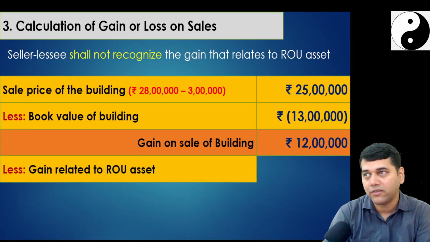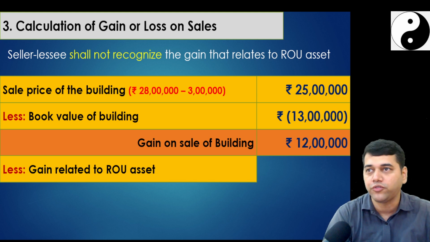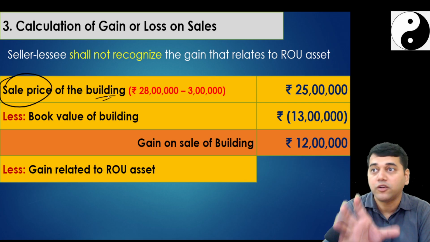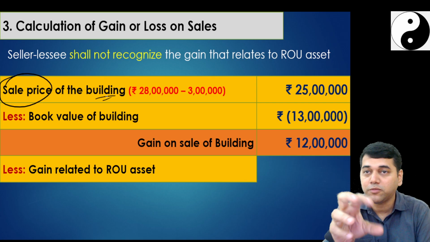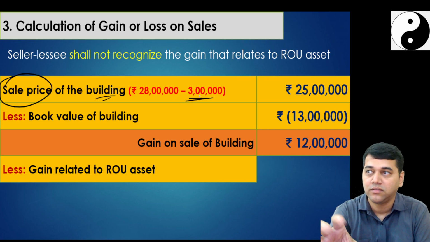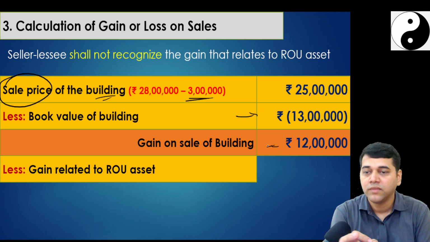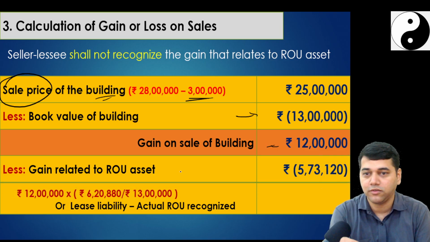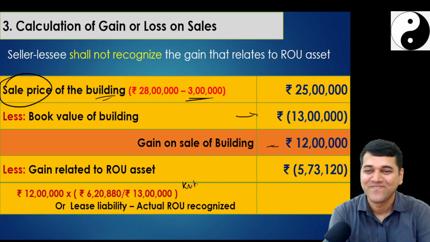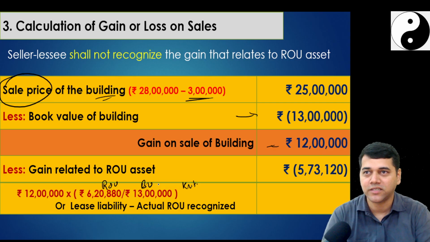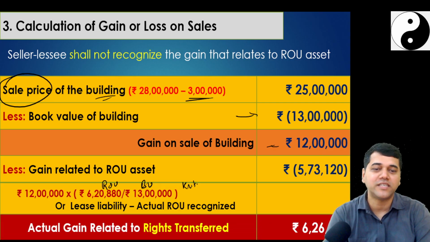Okay, when you practice, I have given the proper figures, because if you see fair value in 10 places, you get confused. Sale price of the building, not the total sale price. Total sale price has a component of 3 lakh that you removed. You got the sale price of the building only. You removed the book value, you got the gain. Gain related to ROU asset. Okay, idea given by Kriti, recorded permanently. So 6 lakh 20, which is the ROU value divided by the book value. Very clean understanding. So you get this, rights transferred.